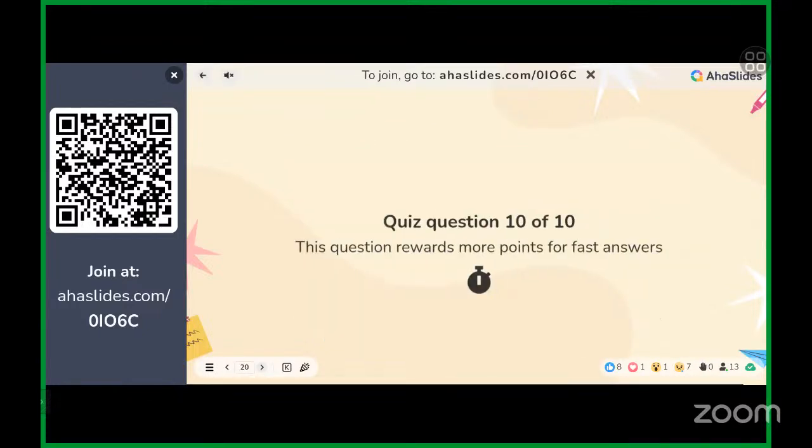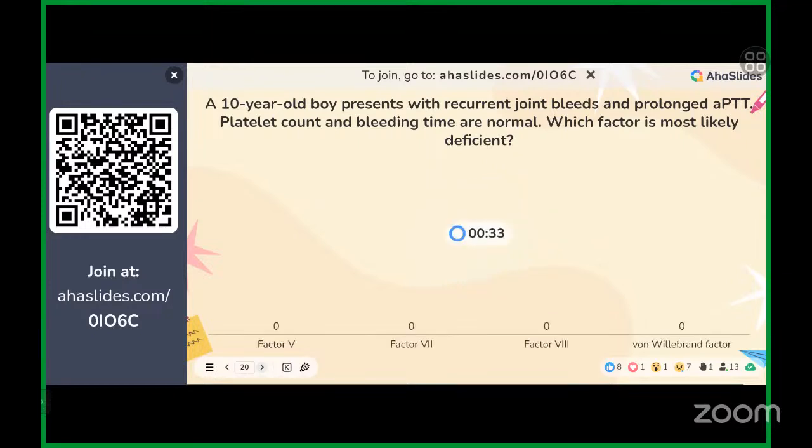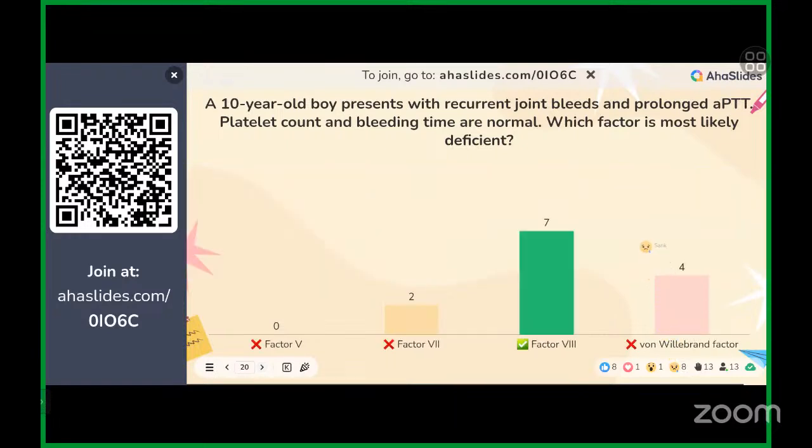Okay. Here's your last question. A 10-year-old boy presents with recurrent joint bleeds and prolonged PTT. Platelet count and bleeding time are normal. So which factor is most likely deficient here? So this is a classic X-linked disease which is known to cause spontaneous hemarthrosis. Right, it is due to factor 8.